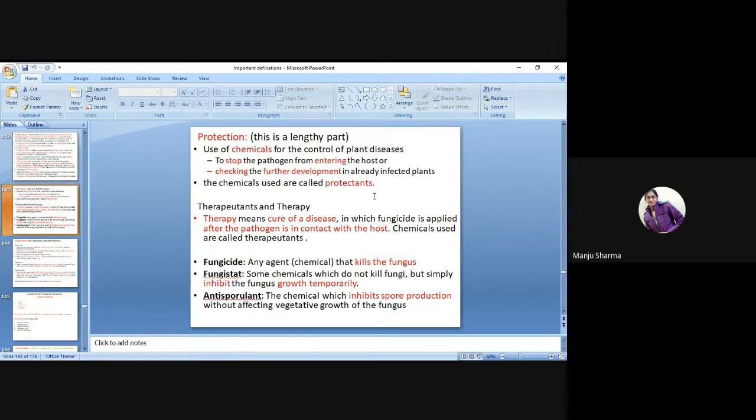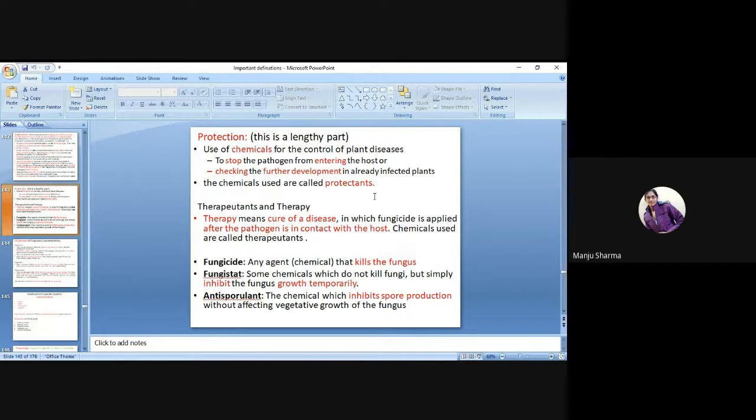Protection, use of chemicals for the control of plant diseases to stop the pathogen from entering the host or checking the further development in already infected plants. The chemicals used are called protectants, therapeutants, and therapy. Therapy means cure of disease in which the fungicide is applied after the pathogen is in contact with the host. Chemicals used are called therapeutants. Fungicide, any agent or chemical that kills the fungus.